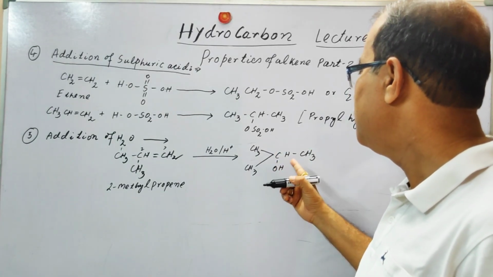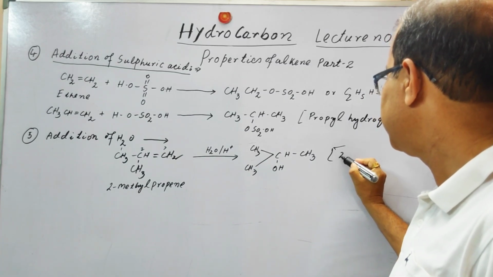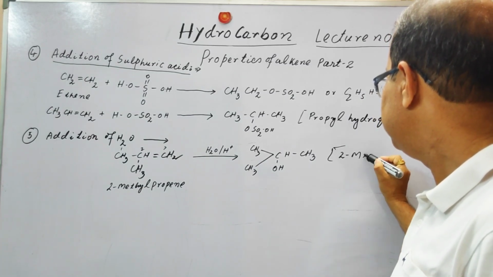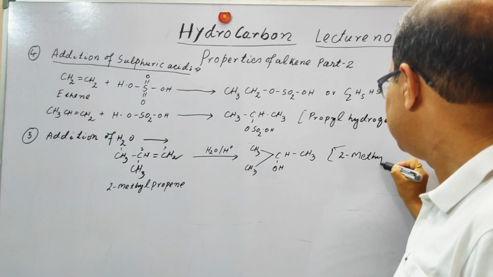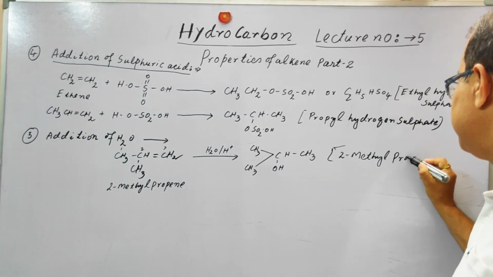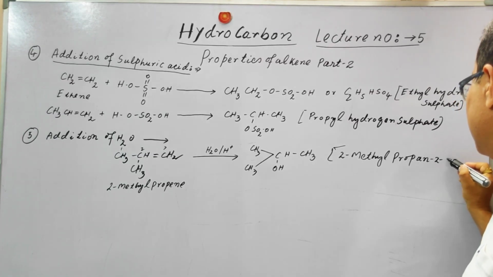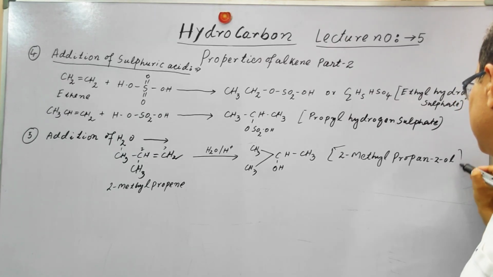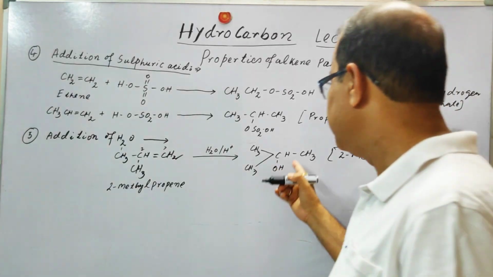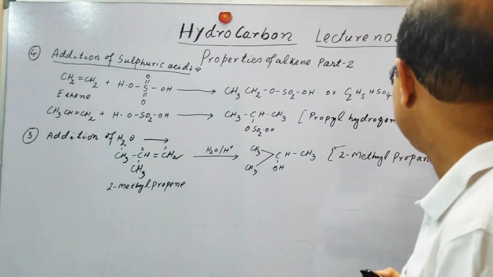So it is going to produce this, and the name of this product is 2-methylpropan-2-ol, because we know the "ol" is because of this OH group, the hydroxyl group.